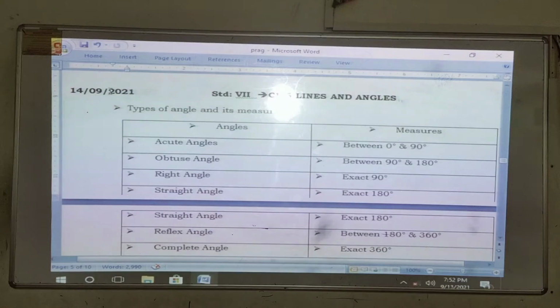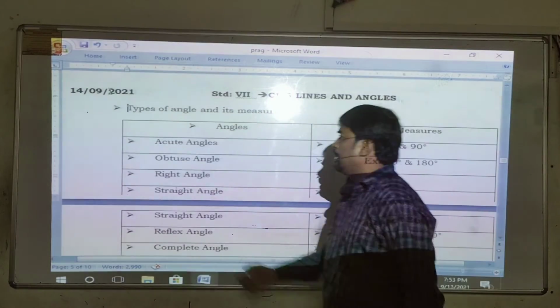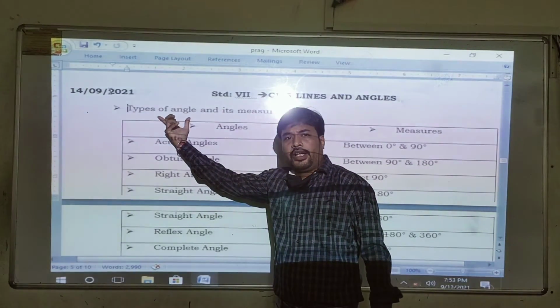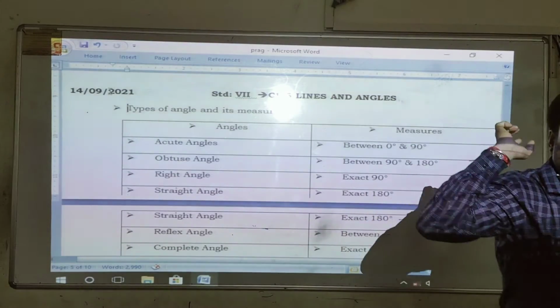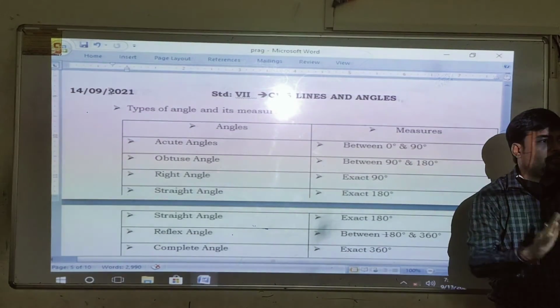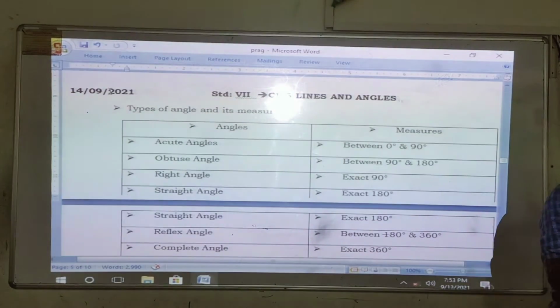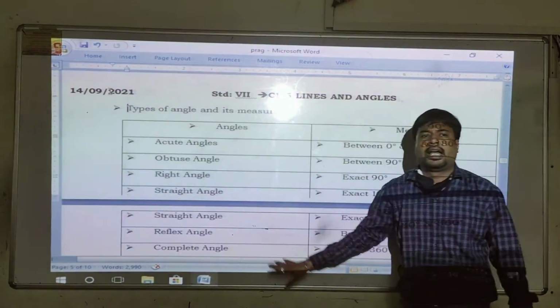Chalo, let's move further with the topic. The next topic is types of angle. You are very familiar with different types of angles, since we have been learning them from third standard. You also learned them in fourth and fifth standard, and I think in sixth standard also, the same repetition was there. So types of angle and their measurement, you have to remember by heart.